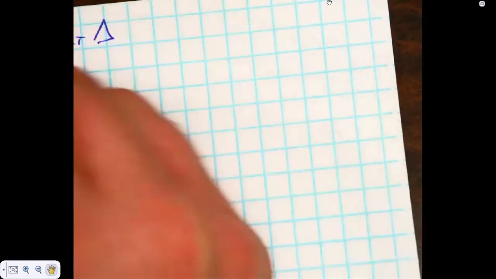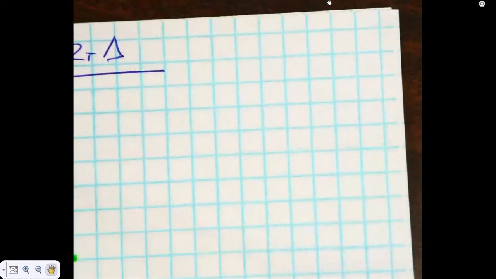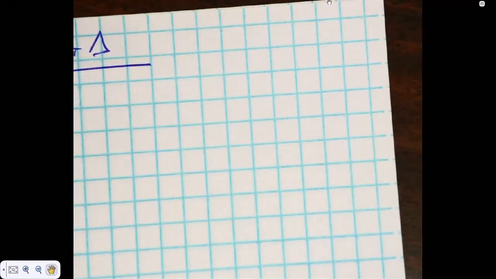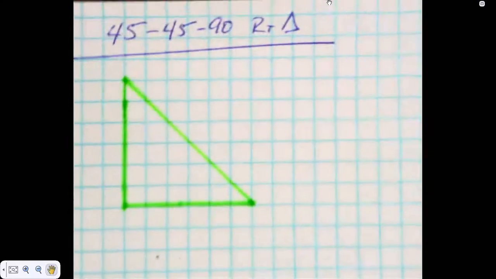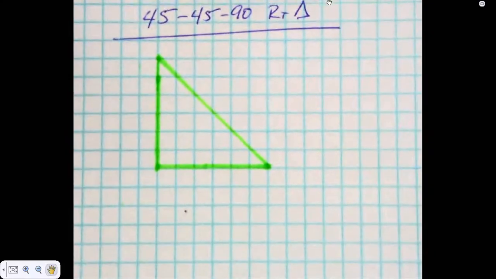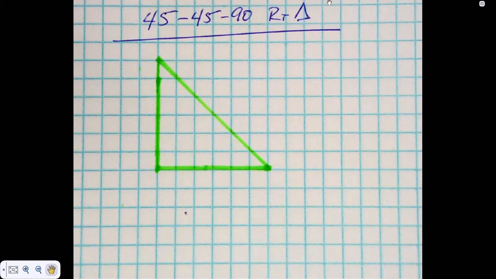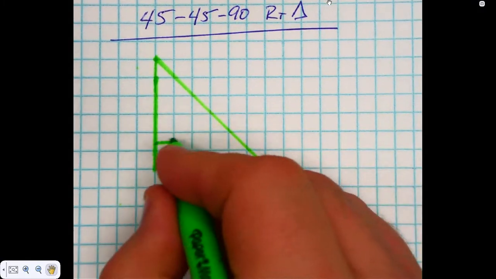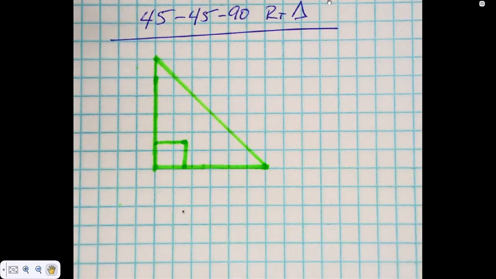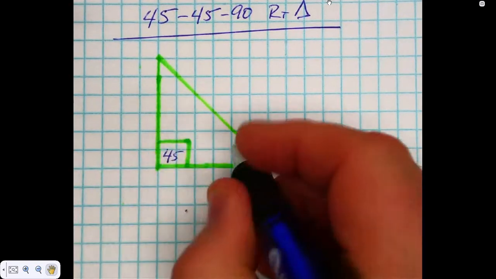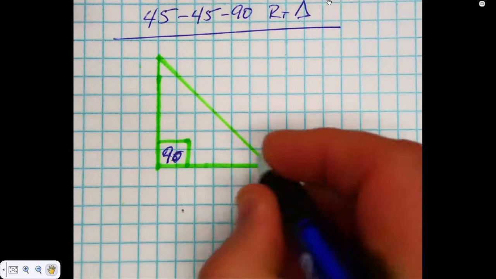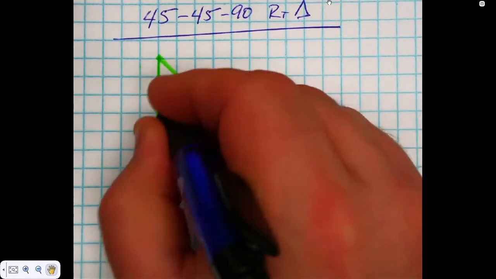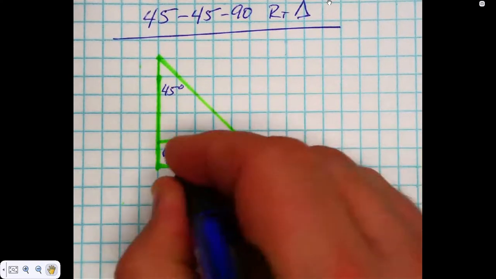Next thing we're going to talk about is probably going to be what? A 45, 45, 90 right triangle. Now, what do you think this means? That means the angles are 45, 45, and 90. Very good. That wouldn't be 45, that would be 90. This would be 45, and this would be 45. What do you think else I could say about a 45, 45, 90 triangle?